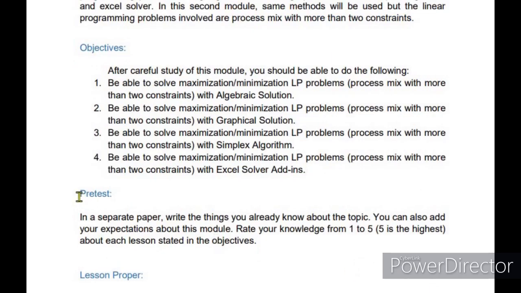The pretest here is the same as the pretest in the first module. You can start answering this by commenting on the post in our Google Classroom.